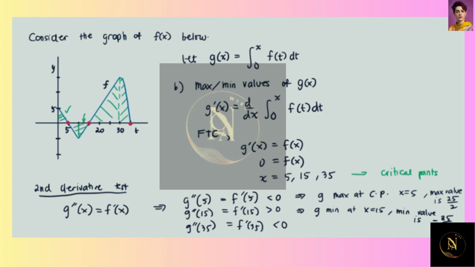And then lastly, we have x equals 35. This is a maximum. And the value will be what was found in part A, that's 150.